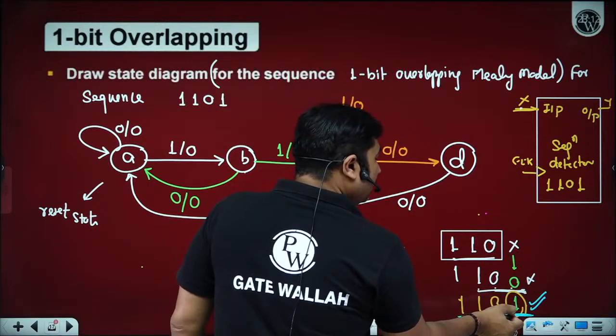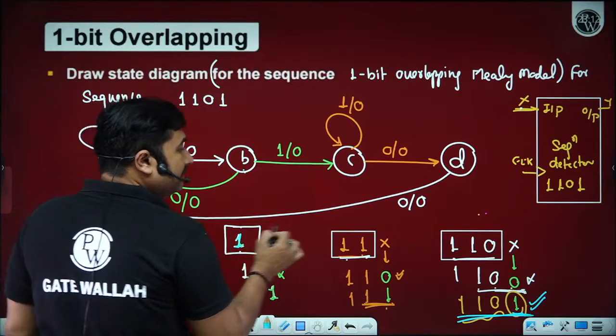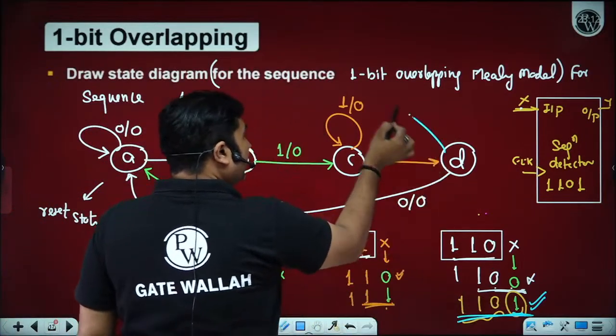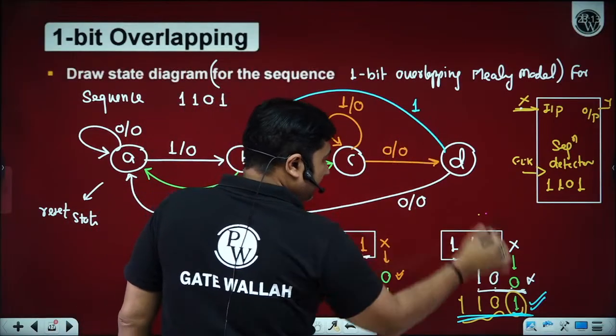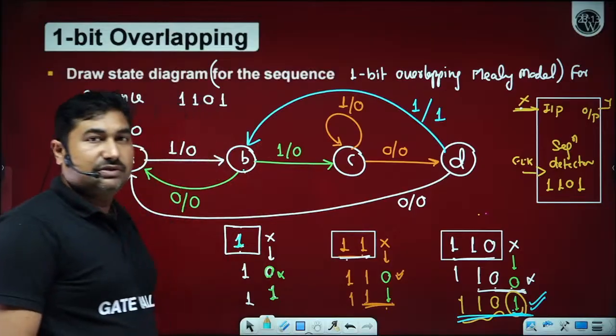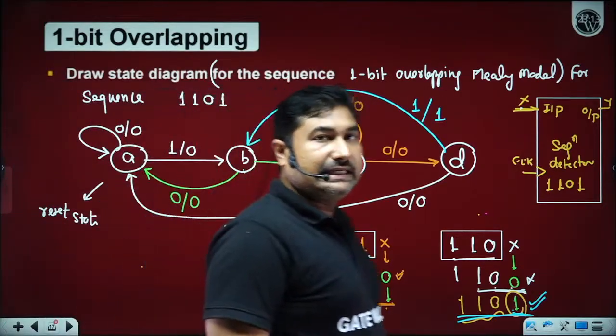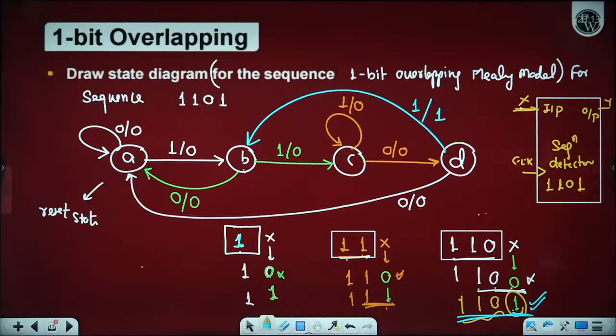now you have to compare the last bit with the 1 bit state. It is matching with the 1 bit state, so you end your state diagram here. If we are getting 1, output logic 1 because the entire set of sequence got detected. So this will be the state diagram of your required 1 bit overlapping Mealy model.